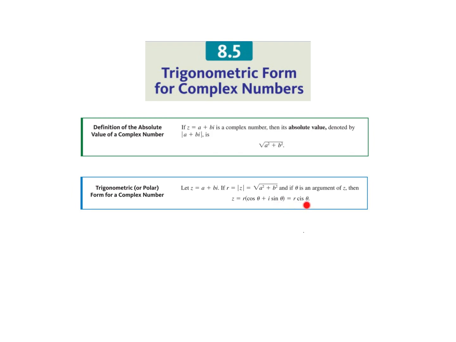They say it like this in the answer key. So cis is cosine plus i sine of theta, just so they don't have to write it all. All right, so this is your trigonometric form or polar form of your complex number. a is the real number, b is your imaginary.